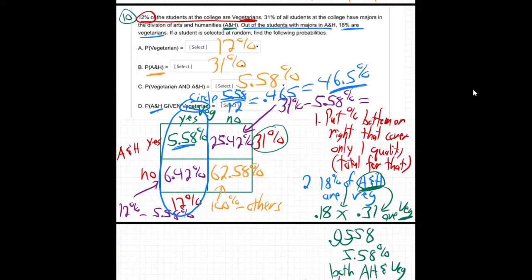So that's hard. Especially the difficult step is this one right here, because they said out of the A and H, 18% are vegetarians. That means 18% of A and H are vegetarians. So 0.18 times the A and H is 0.0558, 5.58%. That's the both. So the both is harder to get to.